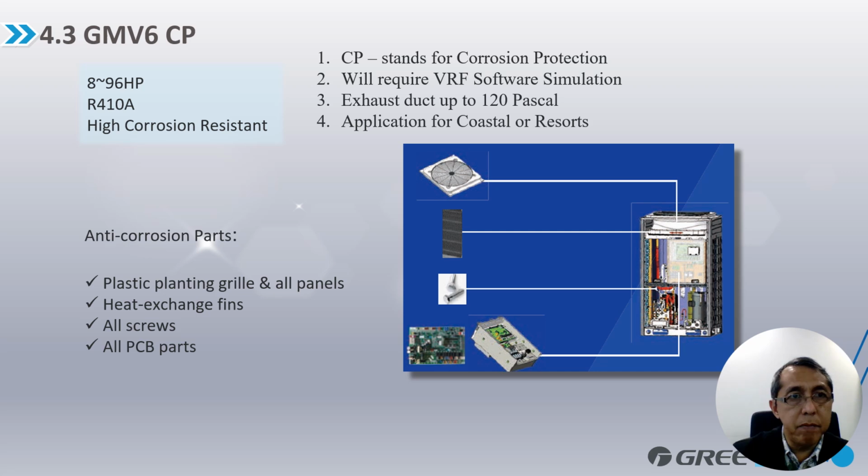For the GMB CP, CP stands for corrosion protection. This will require VRF software simulation if you want us to run it for you. Exhaust duct or discharge duct, the ESP of the unit is up to 120 Pascal, and this type of unit normally is applicable for coastal or resorts, those installations that are near the sea area.